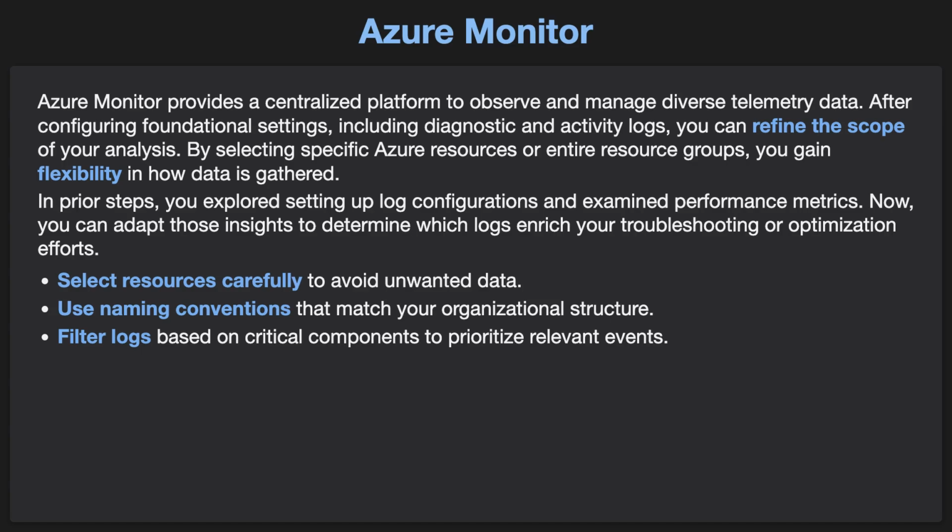In prior steps, you explored setting up log configurations and examined performance metrics. Now, you can adapt those insights to determine which logs enrich your troubleshooting or optimization efforts. Select resources carefully to avoid unwanted data. Use naming conventions that match your organizational structure. Filter logs based on critical components to prioritize relevant events.